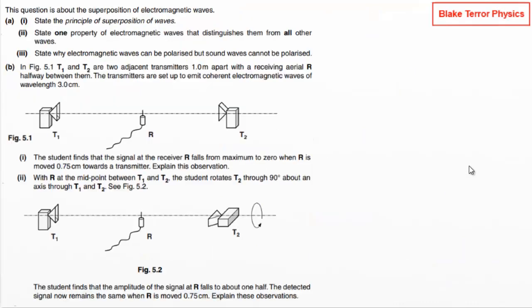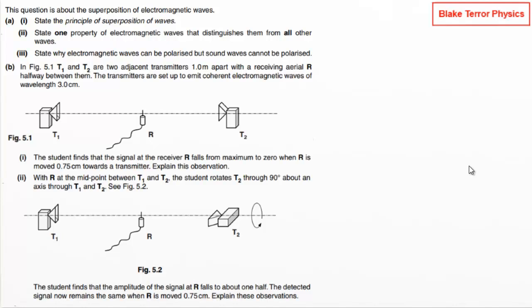All right, so this must be the next question. And yes, we've got superposition of electromagnetic waves. So we're starting here in part A. Oh, we've got state, state, and state. So we're starting with more definitions. I'll just say these rather than writing them out. State the principle of superposition of waves.